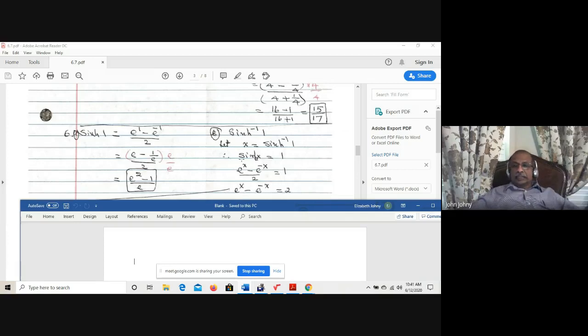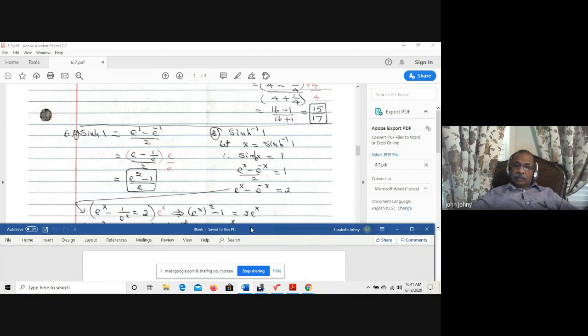So sinh x is equal to 1. That is e to the x minus e to the negative x, whole divided by 2, is equal to 1. Multiply by 2, you get e to the x minus e to the negative x is equal to 2. Now e to the negative x is 1 over e to the x. So e to the x minus 1 over e to the x is equal to 2. Multiply by e to the x. e to the x, the whole squared, minus 1 is equal to 2e to the x.